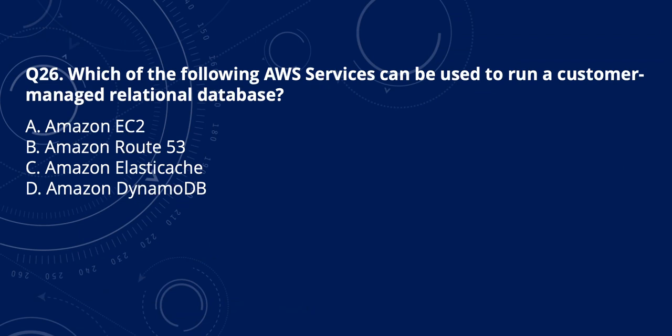First, question number 26. Which of the following AWS services can be used to run a customer managed relational database? So we have option A, Amazon EC2, option B, Amazon Route 53, option C, Amazon ElastiCache, and option D, Amazon DynamoDB. So the correct answer here is option A, Amazon EC2.